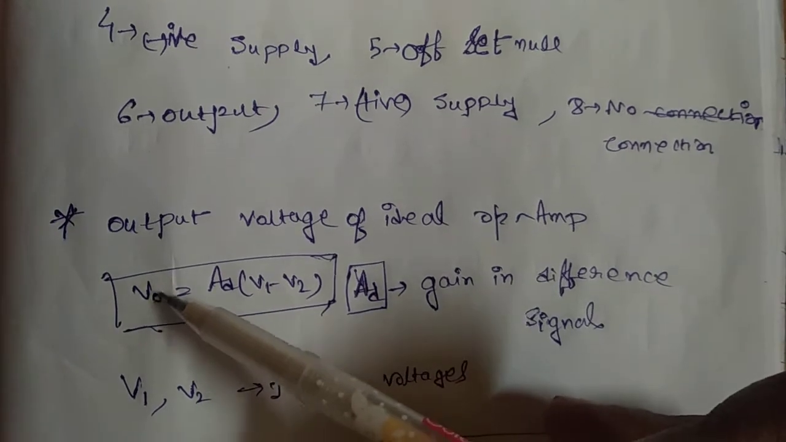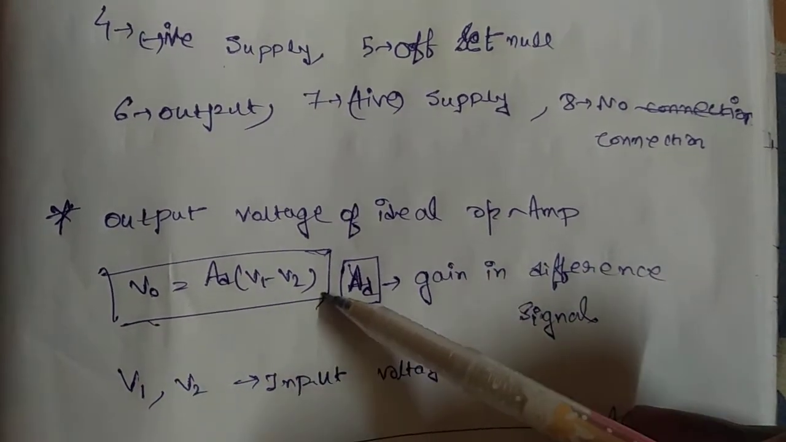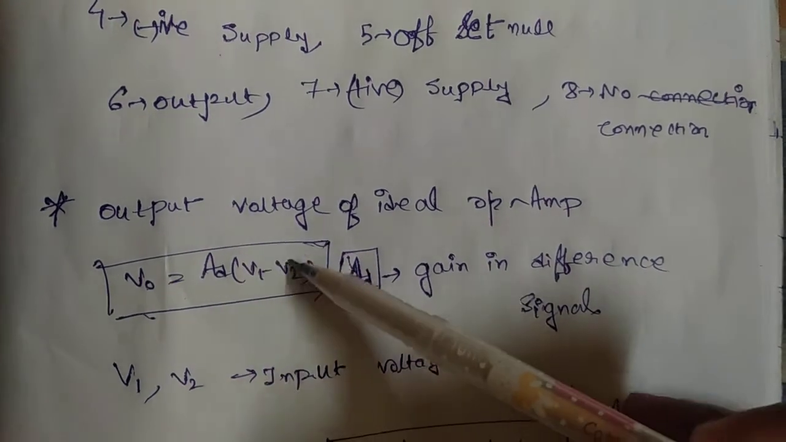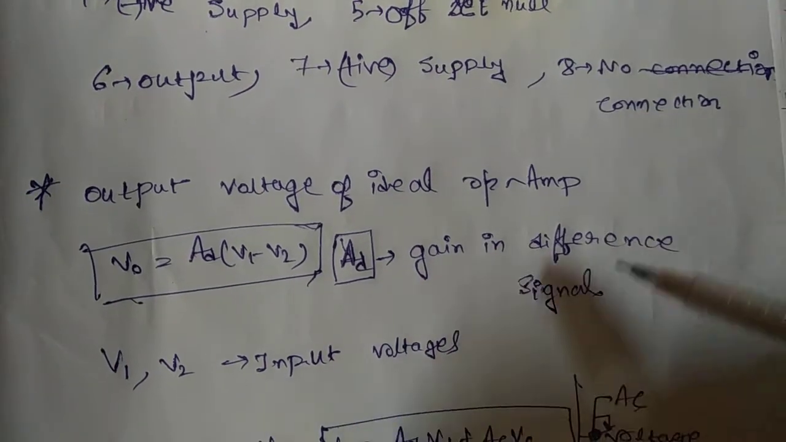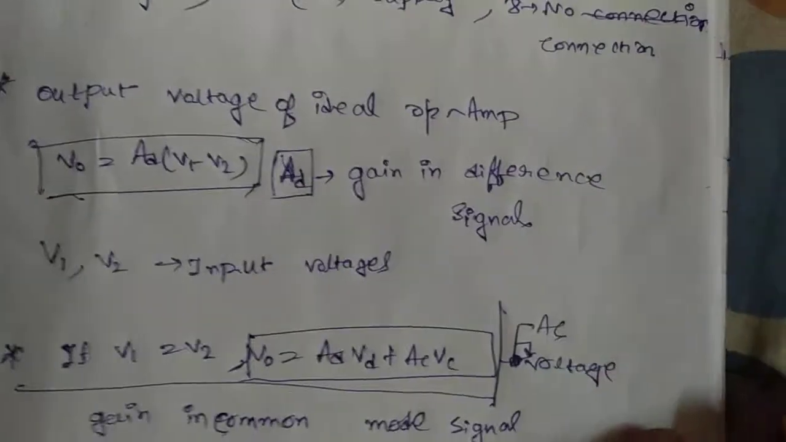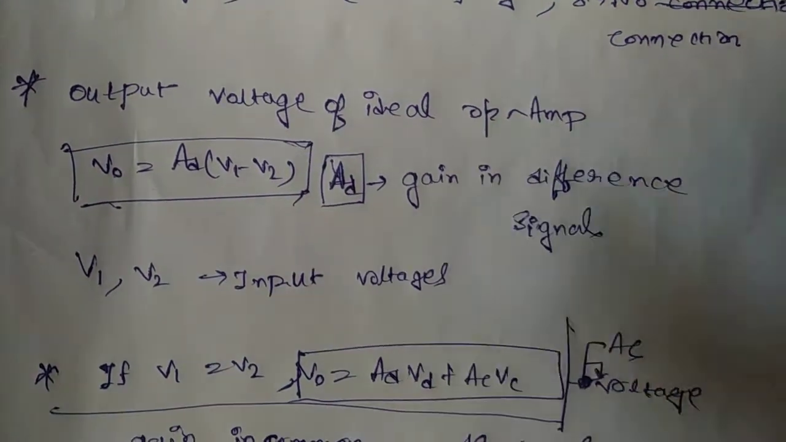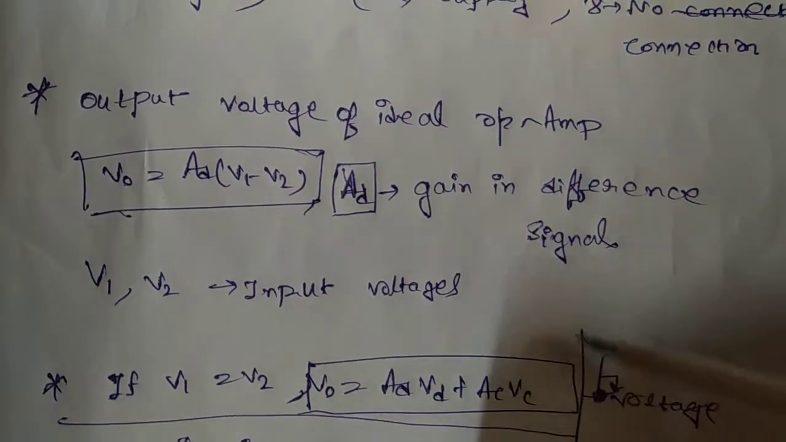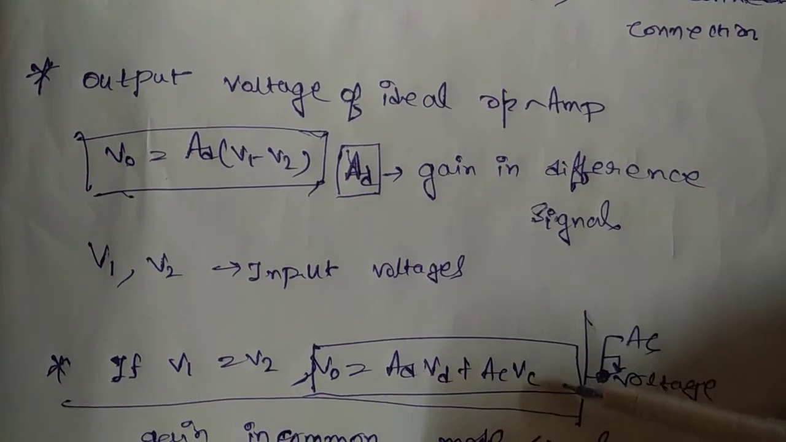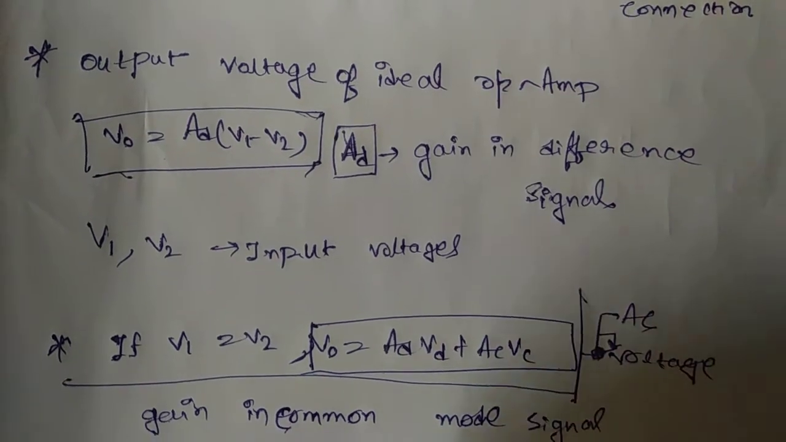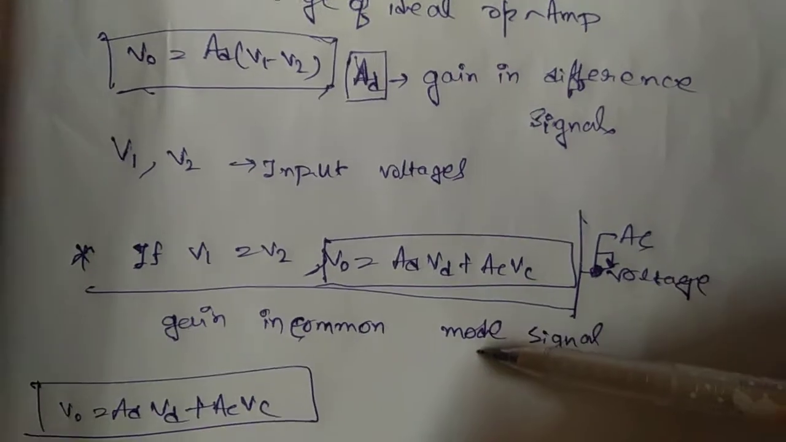The output voltage, let it be V0, equals AD into (V1 minus V2), the difference of the two input voltages. And what is AD? AD is the gain in the difference signal. Now let us consider the case where V1 equals V2. Then the output voltage will be V0 equals ADVD plus ACVC. There is a new term, AC. AC is the voltage gain in the common mode signal.